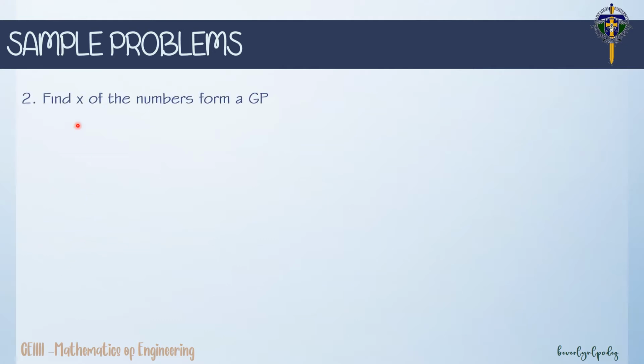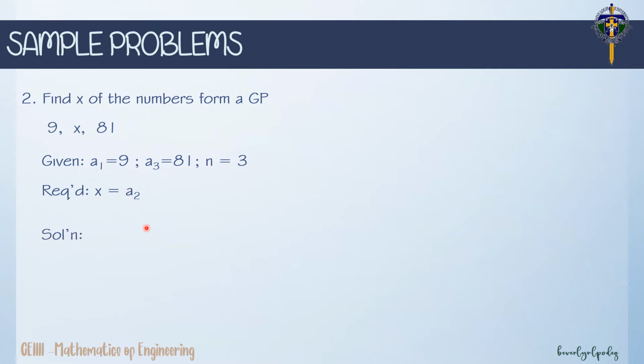Next problem: find x of the numbers forming a geometric progression 9, x, and 81. First, let us identify the given. First term is given to be 9. Third term is given to be 81. And we can say that n is equal to 3 since we only see 3 terms in this particular problem. What is required? We are required to find the value of x, which is actually our second term.